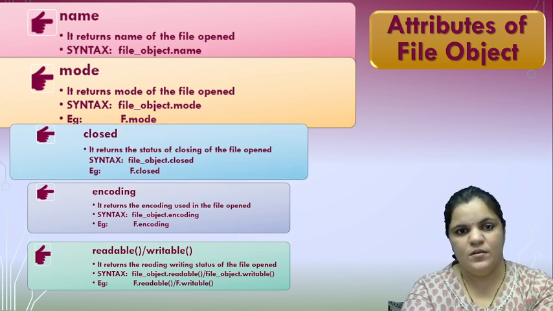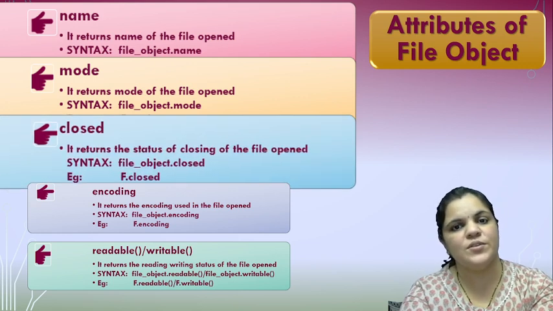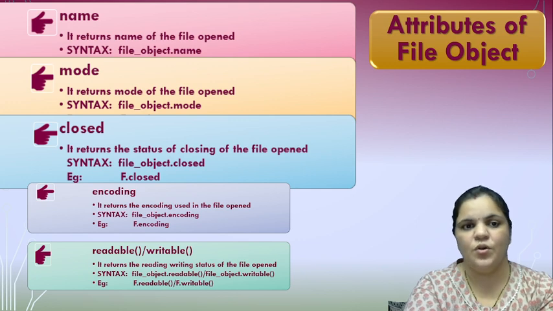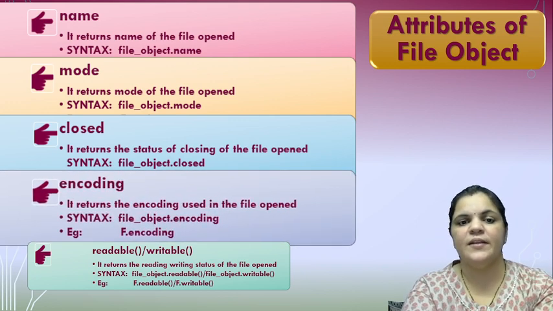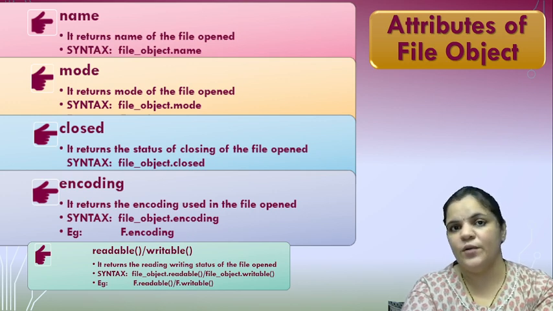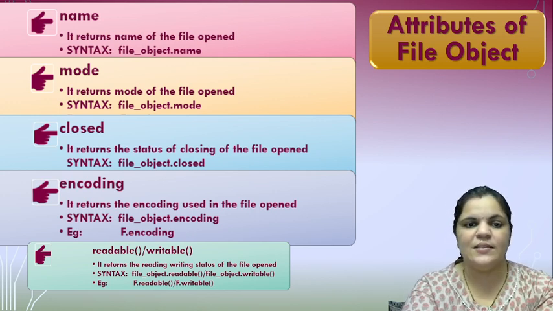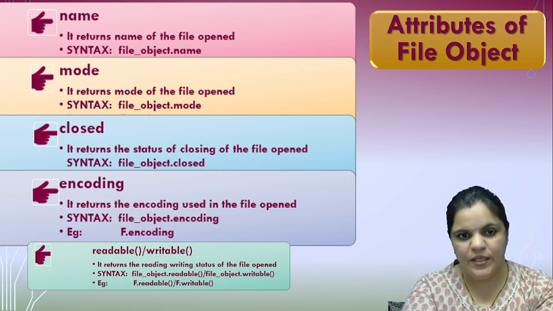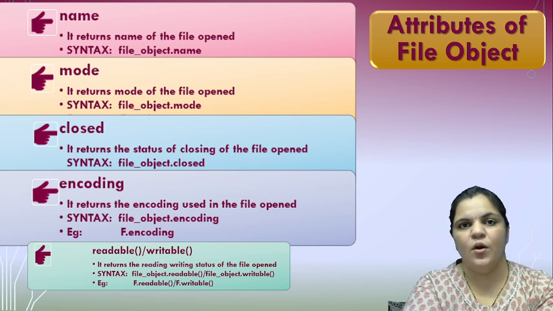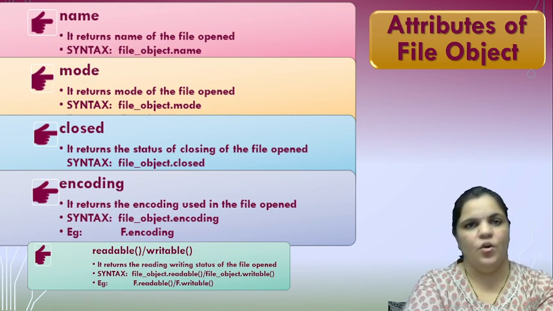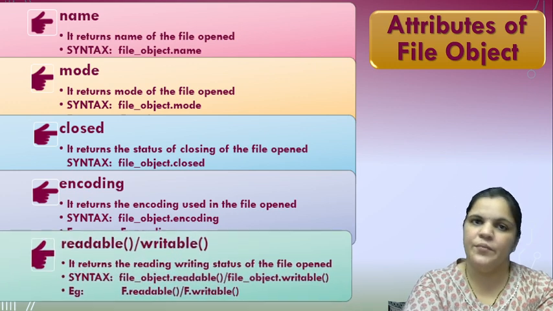Then comes closed. It returns the status of closing the file, which means whether the file is closed or not. Then comes encoding. Encoding returns the encoding scheme of the particular file opened. Its syntax is file object dot encoding. Example is f.encoding. Then comes readable or writable. It gives you the status of whether we can write something in the file or read something from the file or not. So this is the readable form.